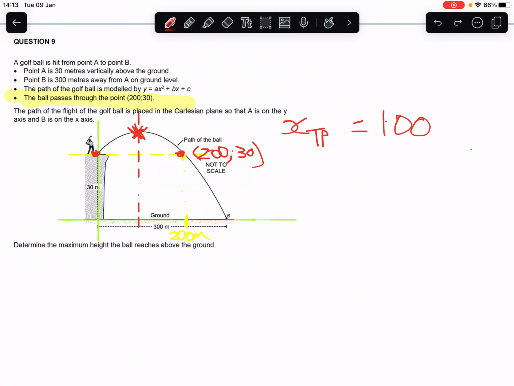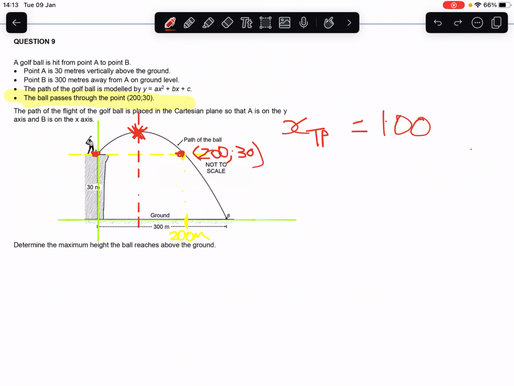So how do we figure out a, b, and c? Well, we need 3 points, right? 3 unknowns, a, b, c, means we need 3 bits of information in order to figure out what they are. If you had 5 unknowns, then you would need 5 bits of information to figure out what the unknowns are.